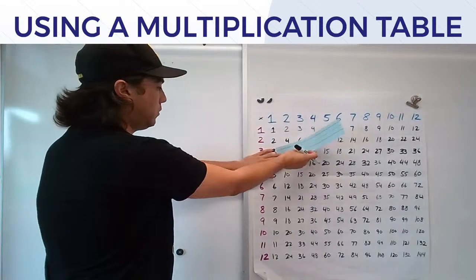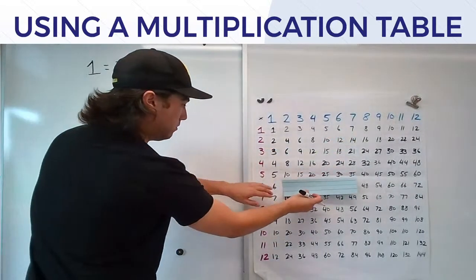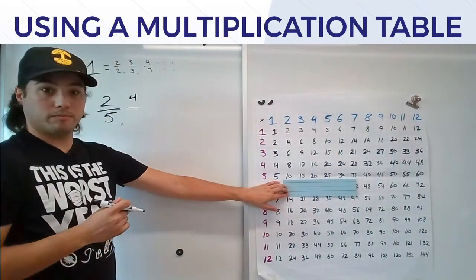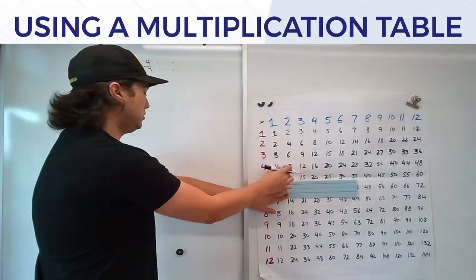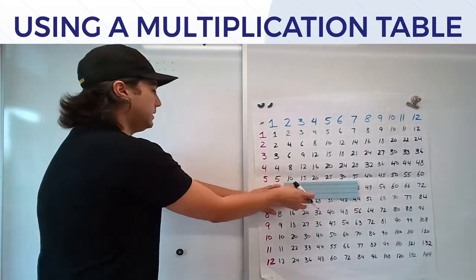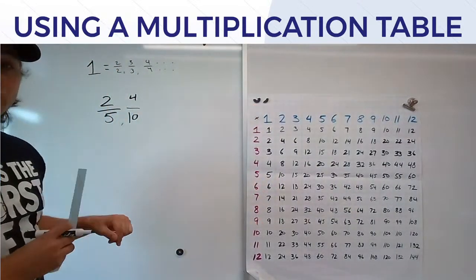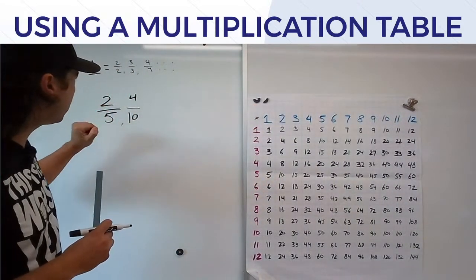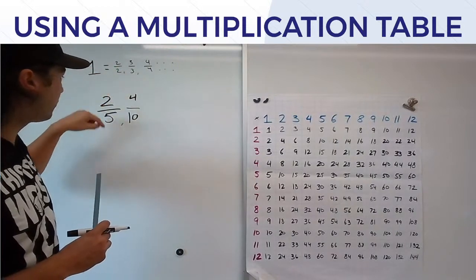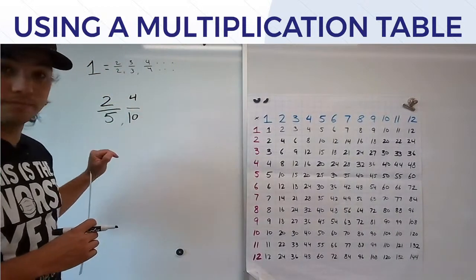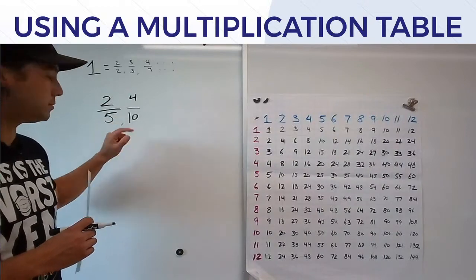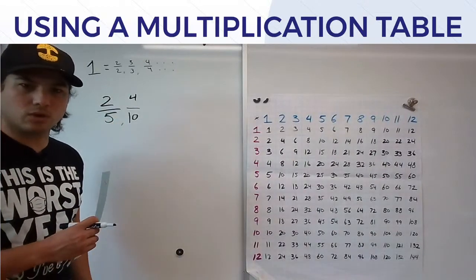Then we take our 5's row, multiply it by 2. 5 times 2 is 10. Essentially what we've done here is multiply 2/5 times 2 over 2. 2 times 2 is 4, 5 times 2 is 10. So we know this is an equivalent of 1.